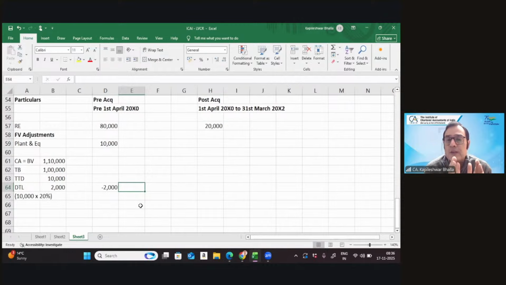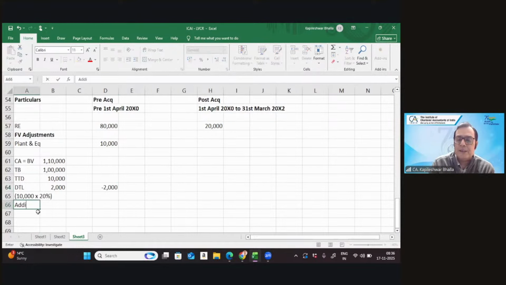So go systematic. You need to first of all create the fair value adjustments in the pre-column. And if that leads to a DTL, minus. If that leads to a DTA, plus. Now let's go further. Now, once you have done this, it's time to take the additional depreciation as well. Because when you take the fair value adjustments, we also need to consider the additional depreciation in account.